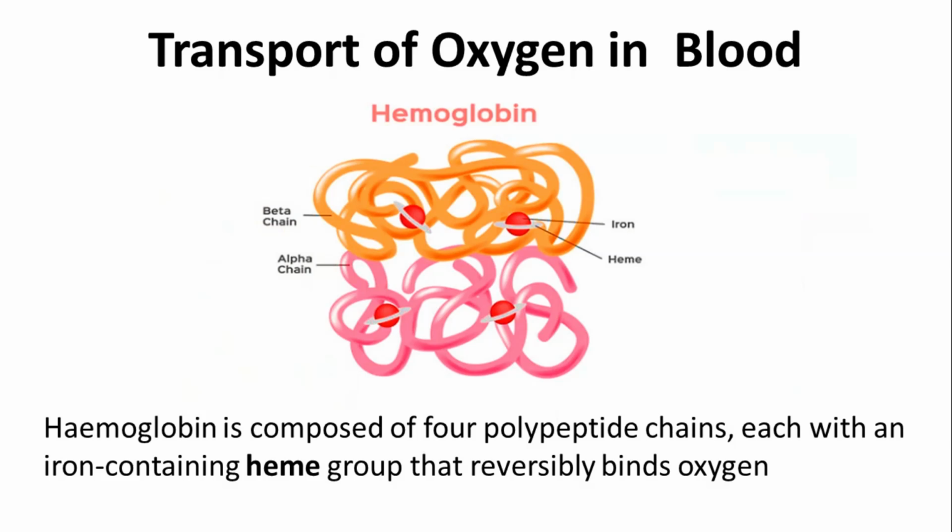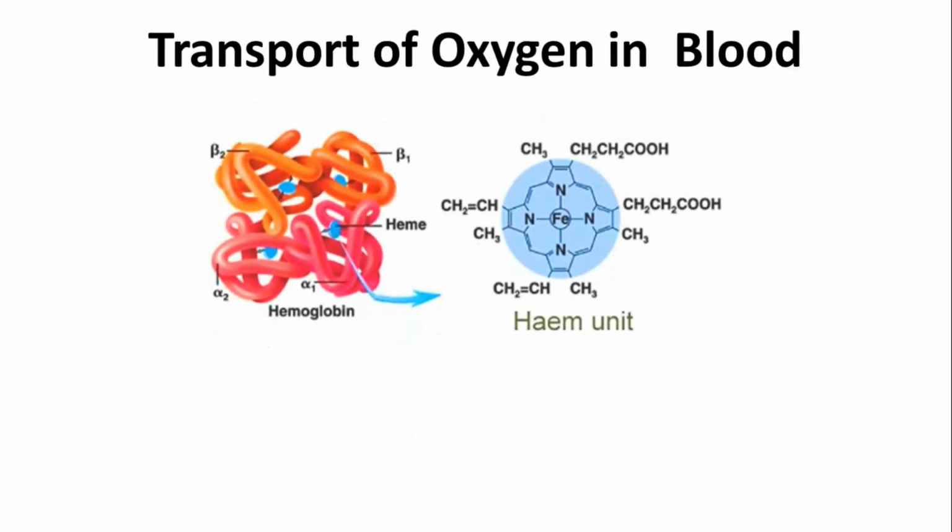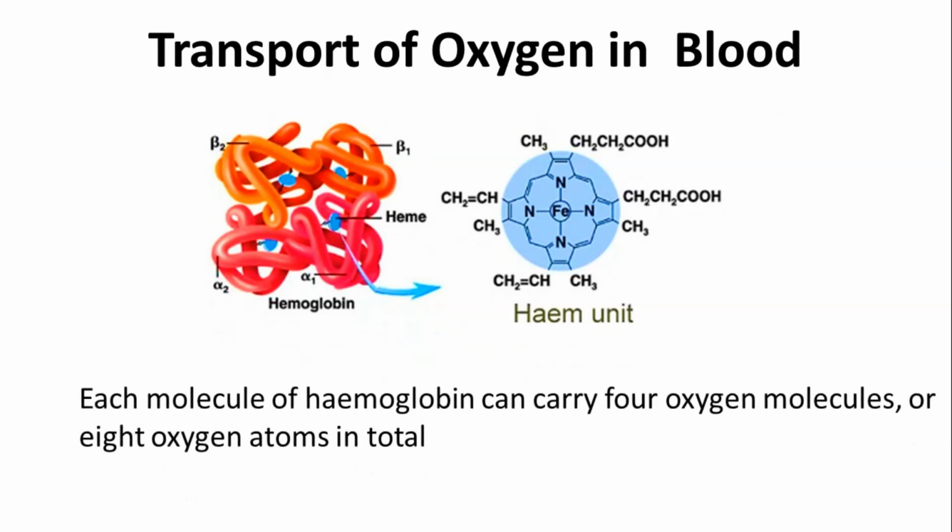Hemoglobin is composed of four polypeptide chains, which are polymers of amino acids, each with an iron-containing heme group that will bind reversibly with an oxygen molecule. Each molecule of the hemoglobin can carry four oxygen molecules, or 8 oxygen atoms in total. This is because each hemoglobin consists of 4 iron-containing heme groups, and each iron can bind with one oxygen molecule.